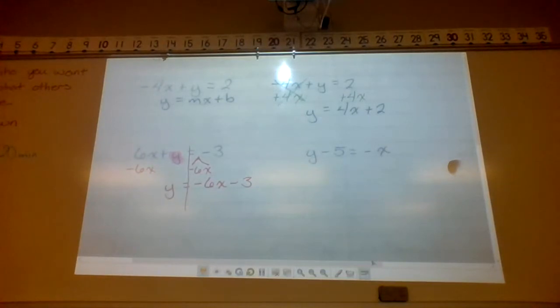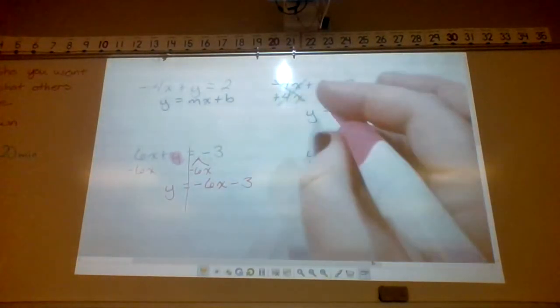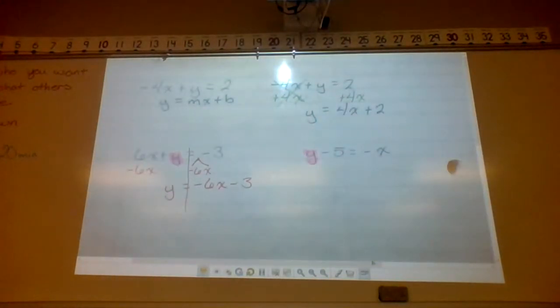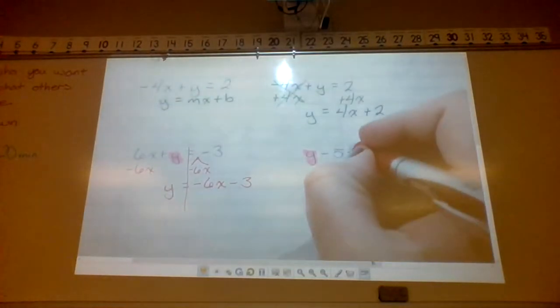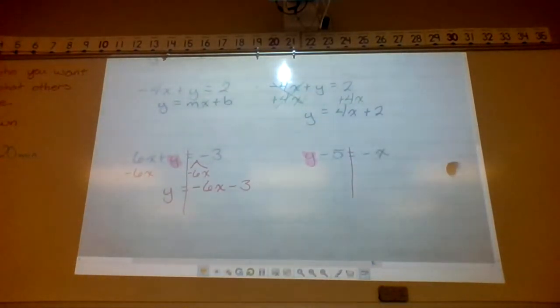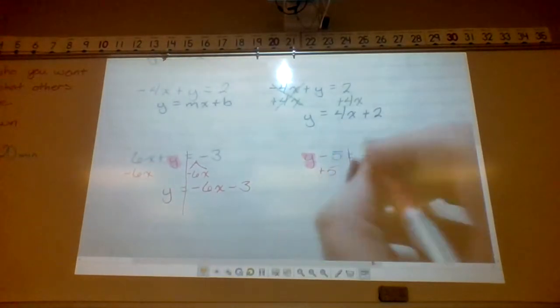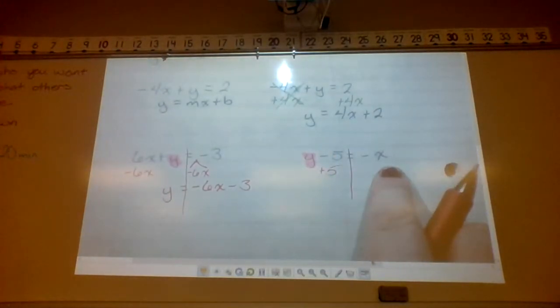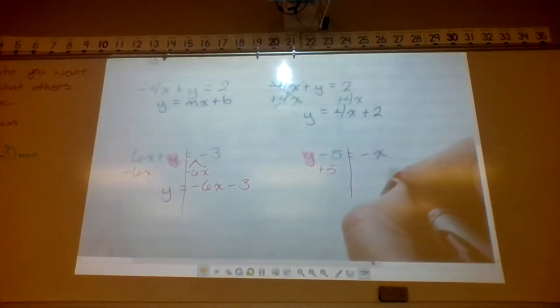Can you guys tell me what the slope is? -6. What is the y-intercept? -3. Look at the second one. Where is the variable that stays by itself? Here's your y. Is it by itself? No. What is with it? -5. What's the inverse of negative 5? Plus 5. Add 5. Did we touch this negative x? No. Do not touch this negative x.